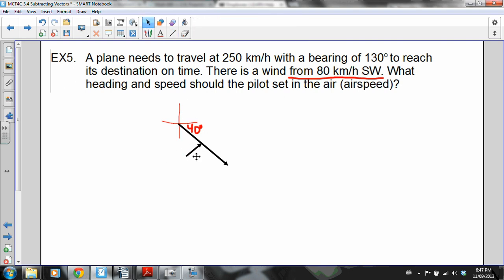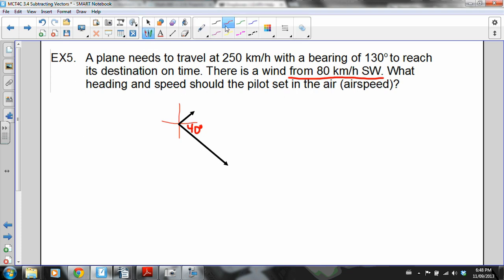Pushing on the plane. We often will draw it up here. So from the southwest is down here, means it's actually pushing the plane northeast, which is a little bit confusing, but you've got to watch the language. When a wind is from somewhere, it's pushing it the opposite direction.